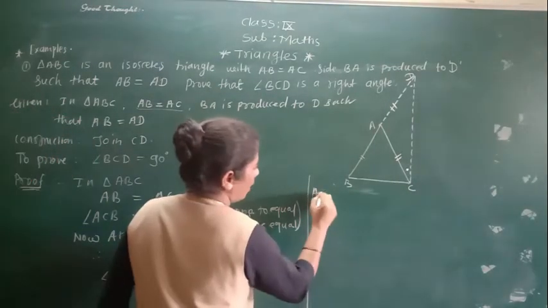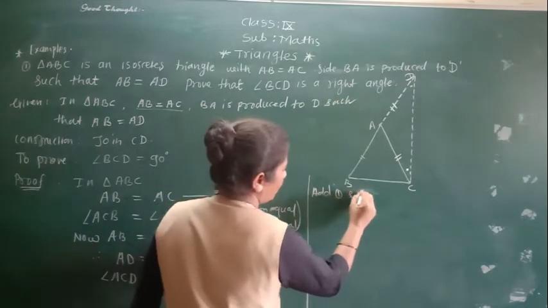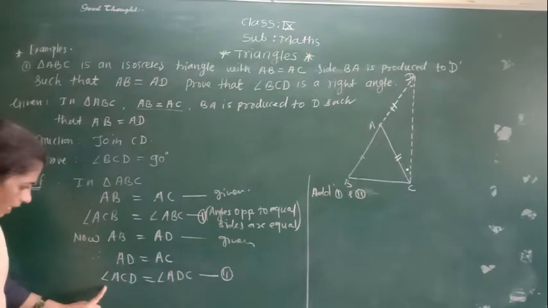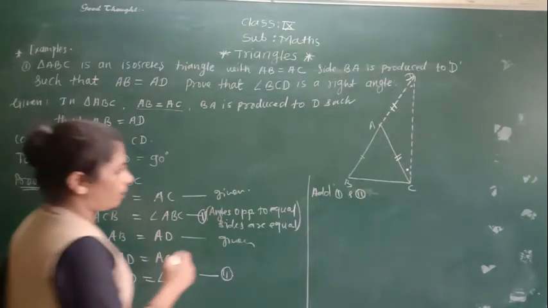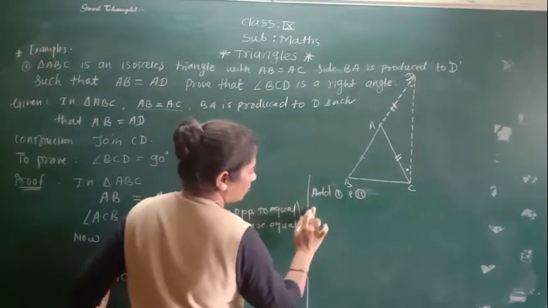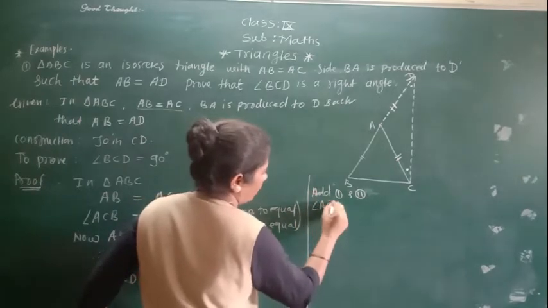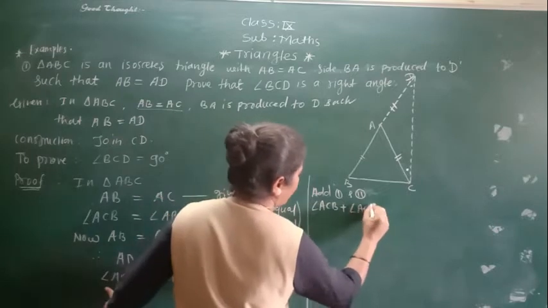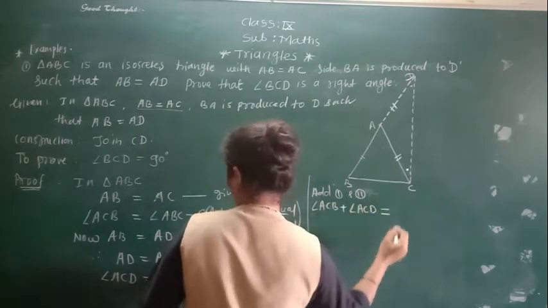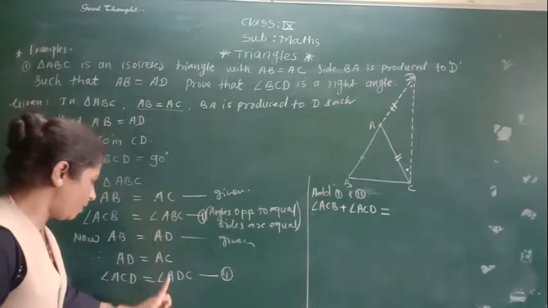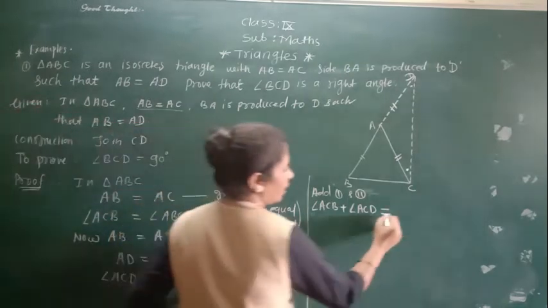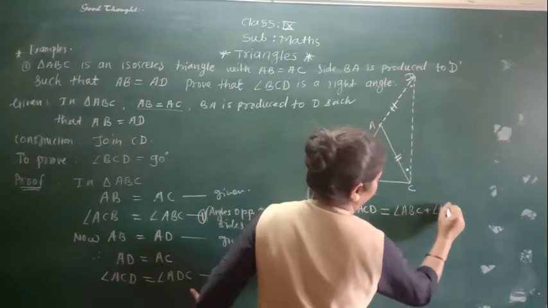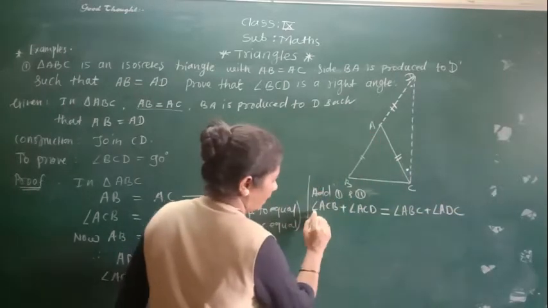Now add the first and second statements. When you add, angle ACB plus angle ACD will be on the left-hand side, equals angle ABC plus angle ADC. Okay, now ACB.